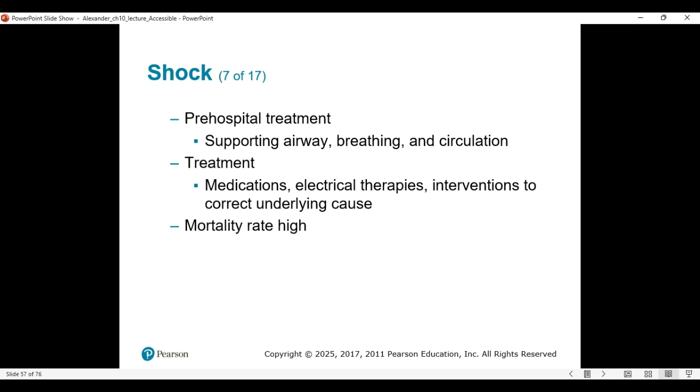Pre-hospital treatment: we're going to support the airway, breathing, and circulation. We're going to give medications for the myocardial infarct, electrolyte therapy, electrical therapy if need be, and interventions to correct underlying causes. Now, the electrical therapies would depend on what our rhythms are, and we'll go into that in the future. Remember, the mortality rate is pretty high with cardiogenic shock. If they got to that point where they're in cardiogenic shock, that means the pump is failing.